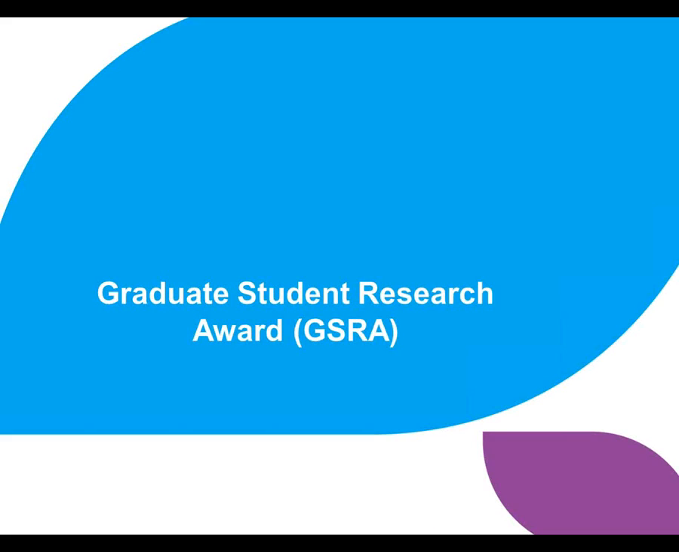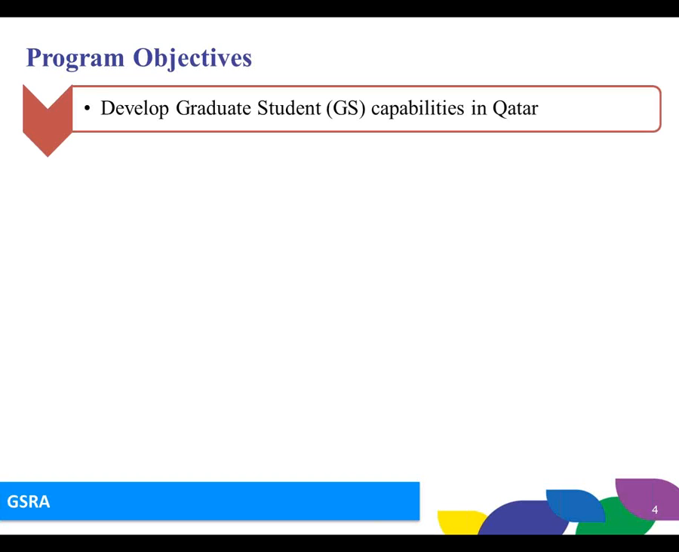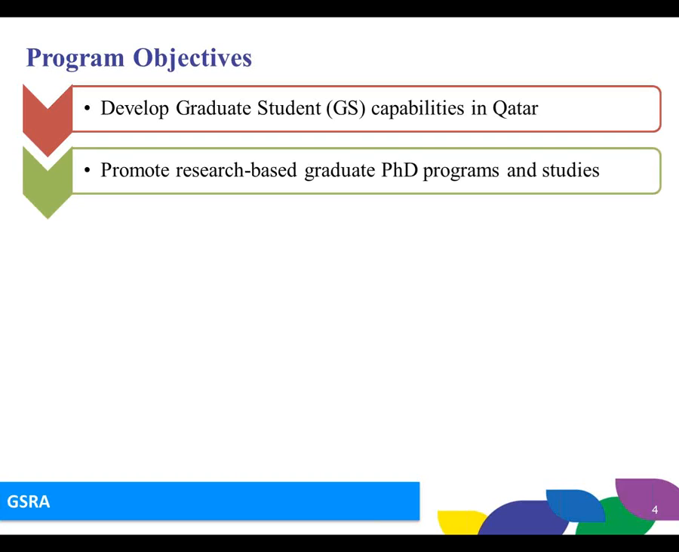Moving on to the Graduate Student Research Award, first and foremost in detail. Program objectives include, first of all, developing graduate student capability in Qatar. Now, we already have, through QNRF in Qatar, many different programs. We have programs for undergraduates, junior scientists, researchers, and also for the senior scientists through our NPRP grants. But this program, we are hoping, would develop the graduate student capability. By graduate students, we actually mean PhD students at this point, and from approved programs and institutions in Qatar.